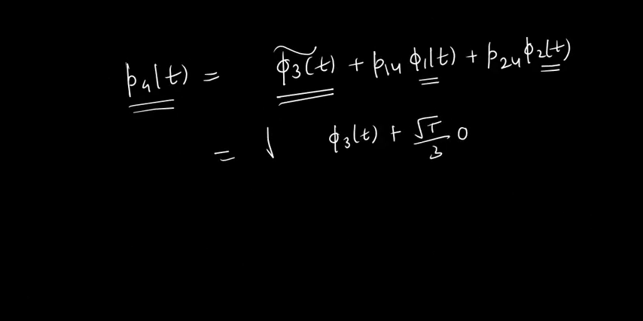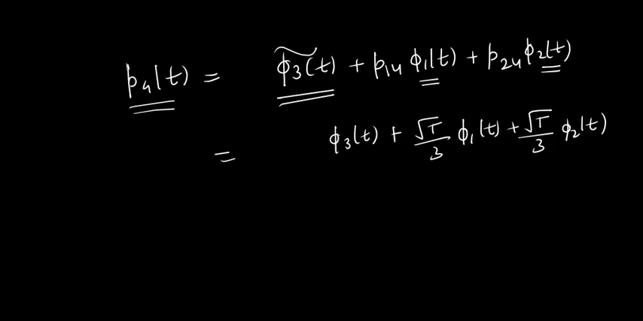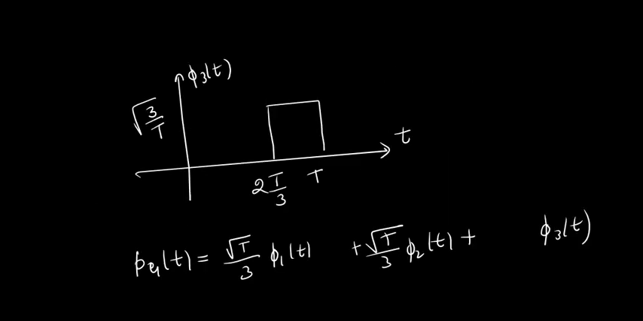This is what it is, root 2 by 3, and same, I think root. So I am making a mistake here. Phi 3 tilde t is 3 by root 2. So what is your phi 3 t? This is our phi 3 t. So root t by 3, okay?